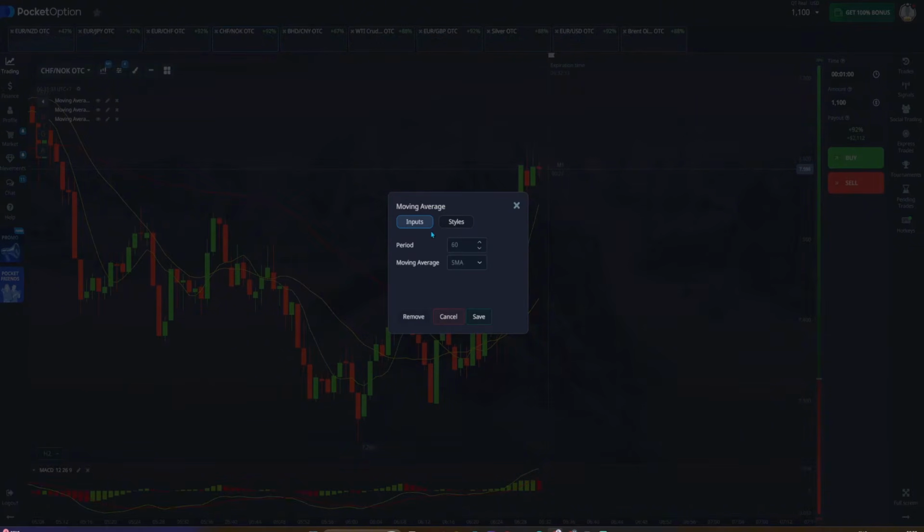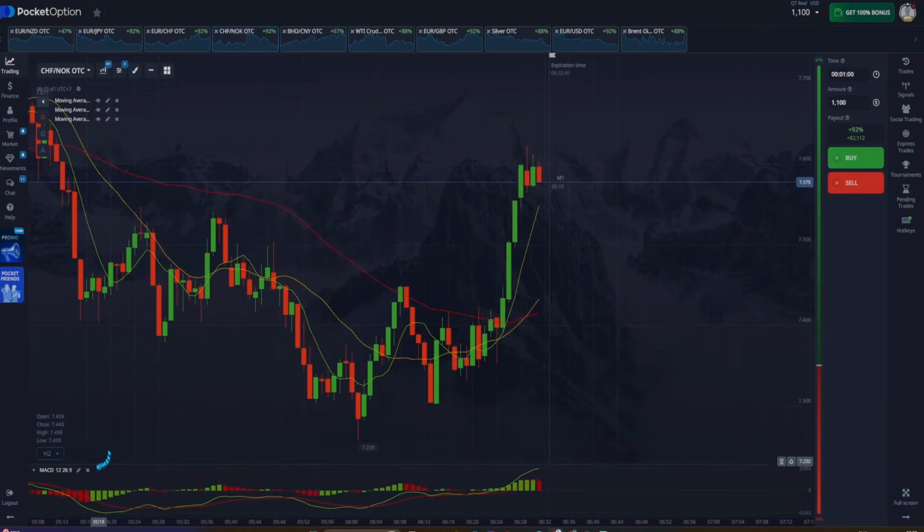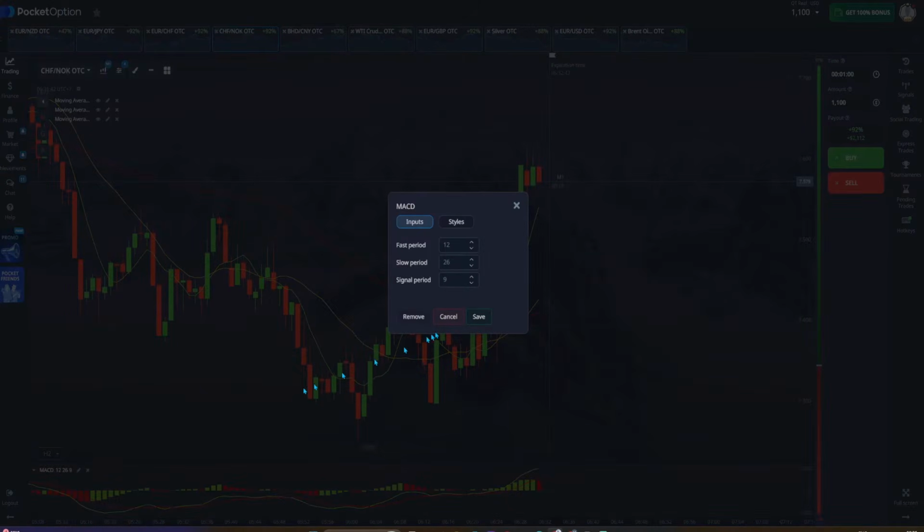Third, we include a moving average with period 60 in red. This line acts as a dynamic support and resistance, as price often reacts strongly around this red line. Finally, we activate the MACD with default settings, 12, 26, 9. MACD helps us read momentum and confirm signals, especially through crossovers between the main line and the signal line, as well as histogram color changes. So the combination of MA7, MA20, MA60, and MACD will serve as the foundation of the compounding strategy we're applying.